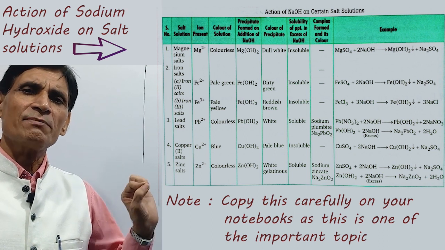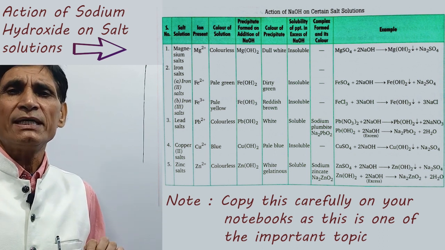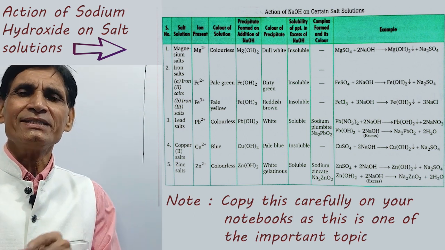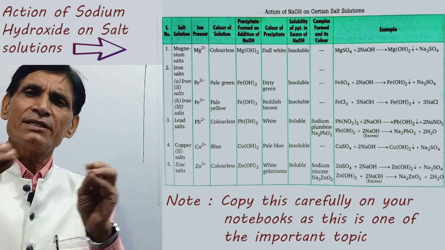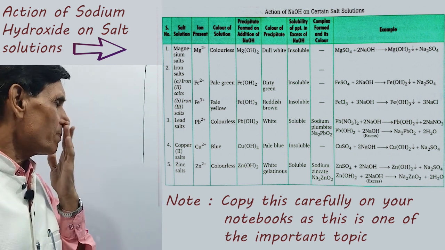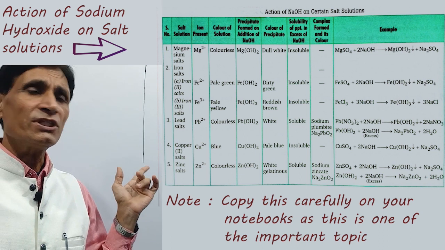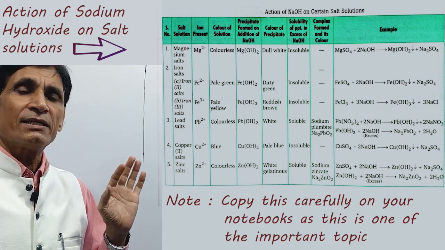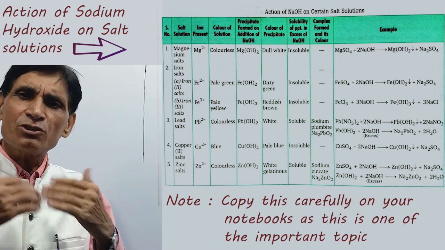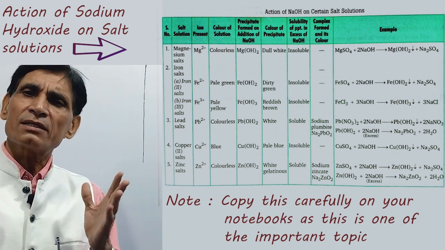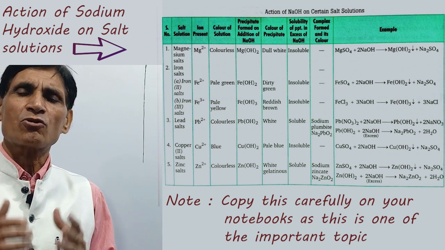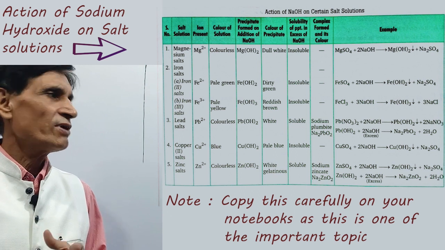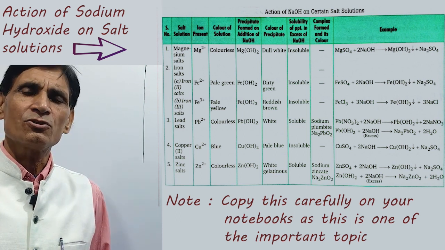Remember, when sodium hydroxide solution is added drop by drop, there is formation of a white gelatinous precipitate. On adding excess NaOH, the precipitate dissolves. Name of the complex formed there, sodium zincate, Na2ZnO2. Reaction is given there. When the precipitate dissolves, the color of the solution is colorless. Sodium zincate is a complex salt formed in excess NaOH, which is water soluble. This is why there is formation of a colorless solution.